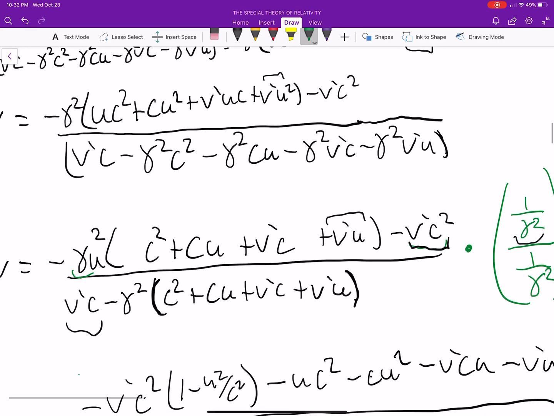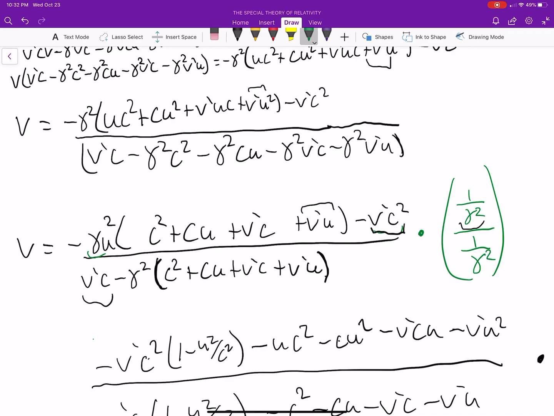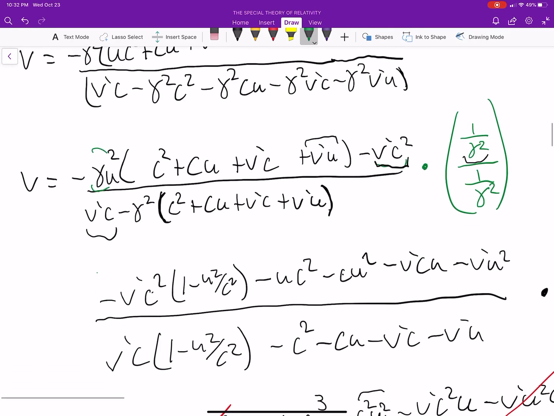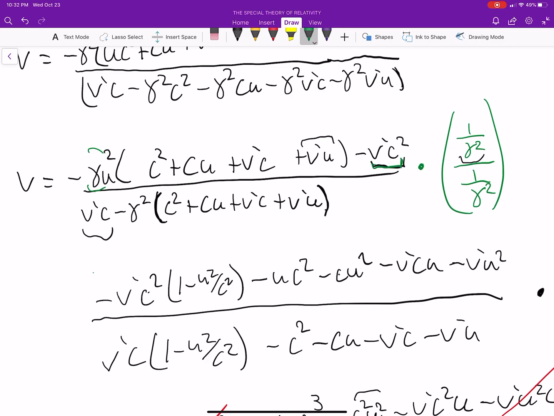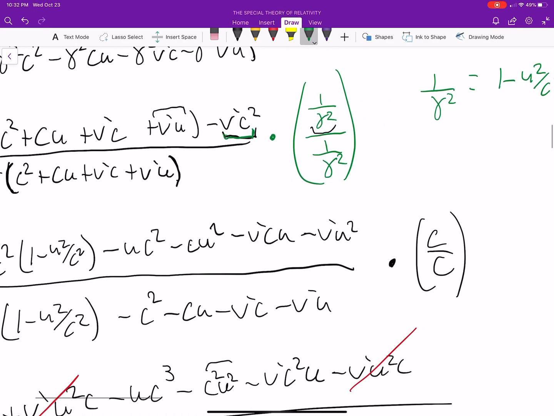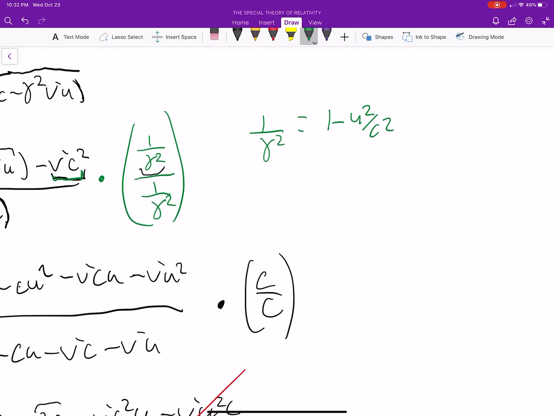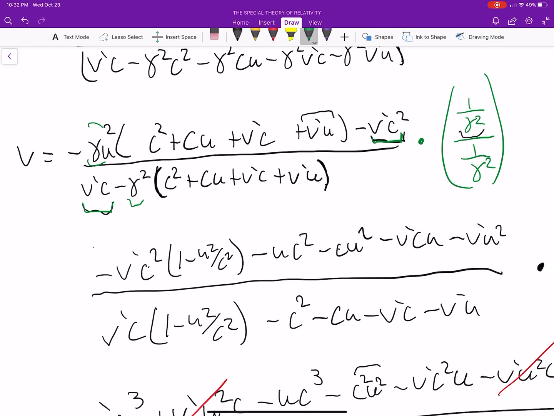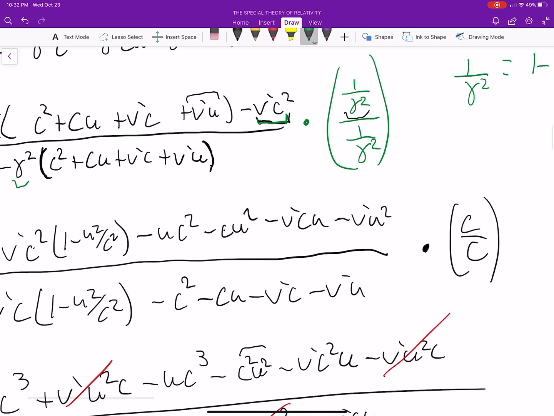And then we did a little bit of a tricky thing. We multiplied by 1 over gamma squared divided by 1 over gamma squared, because that's just 1. And what that does is this 1 over gamma squared cancels with this, but not with this guy. And it cancels with this, but not this guy. But remember, 1 over gamma squared is just 1 minus u squared over c squared. Right? Because you flip it and then square it, your radical moves to the top, and then squaring it gets rid of it. So I plug that in, and then we multiply by c over c.